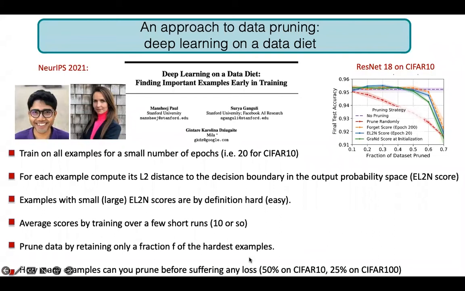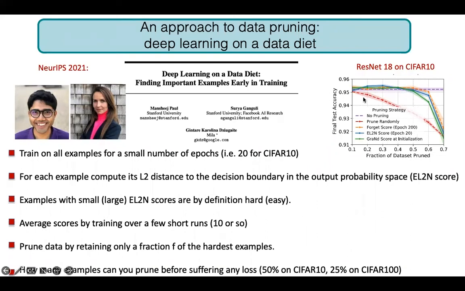On CIFAR 10, we could go down to 50% and have no accuracy loss. On CIFAR 100, we could go, this doesn't seem right. We could go to, this is the one minus that. So we could go to 75%. We could prune away 25% of data and keep 75% of data and not suffer any accuracy loss.